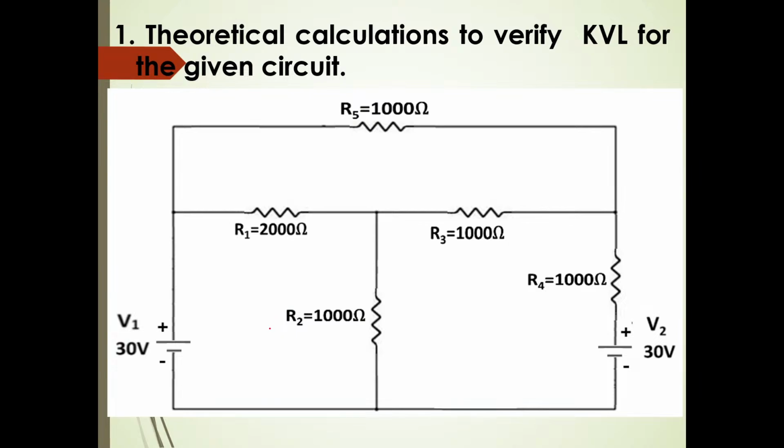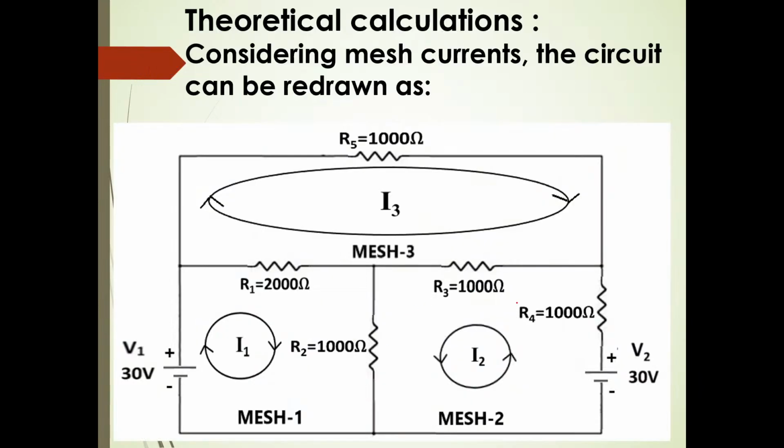So first of all, we must draw this circuit. Okay. So this is the given circuit. We must draw this circuit. After drawing this circuit, what we have to do is we have to assume the loop currents. Okay. So these are the loop currents which earlier I have drawn in the other slide.